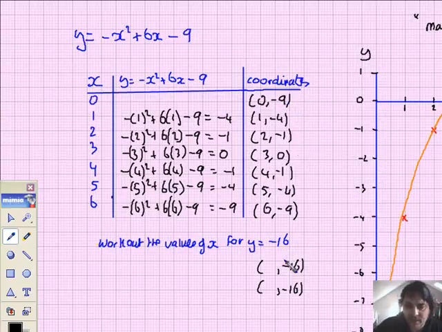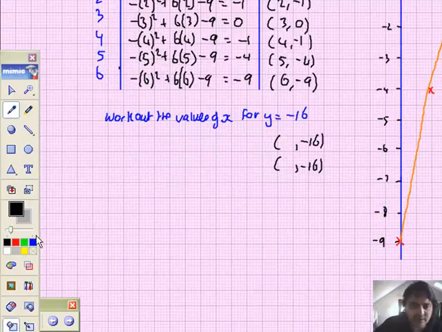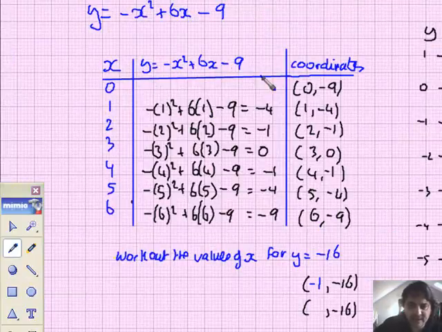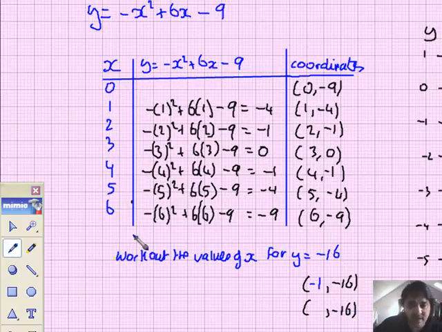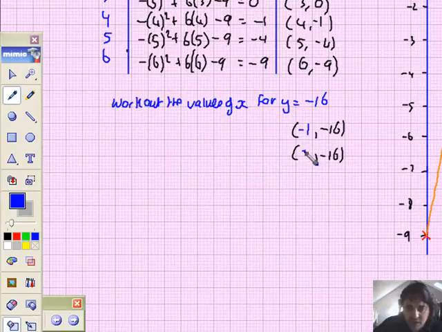Now look, if you imagine this coordinate being minus 16, and if the 0 gave us a minus 9, and a 1 gives us a minus 4, and a 2 gives us a minus 1, if we continue with the pattern here, can you see that if I go to minus 1 here as an x value and substitute in here, I should get minus 16. I'm going to test it out. And if I go to 7 here and put it into my equation, I should end up with minus 16 there as well. Now let me calculate it.